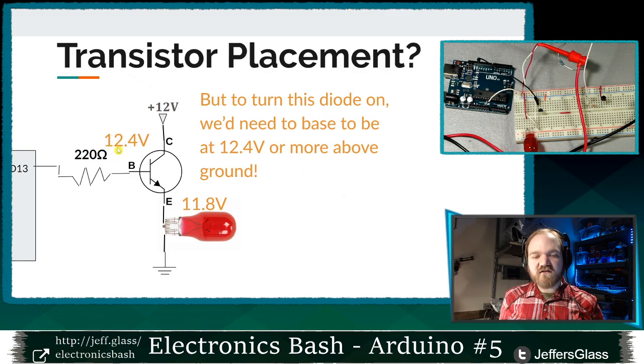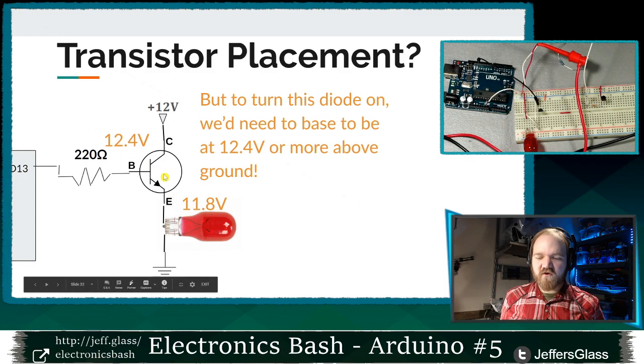So I would need 12.4 volts present on this base to even turn this transistor on, and that's actually higher than my supply voltage. It's way higher than the Arduino can supply, and it's higher than our collector voltage here, which is a big no-no. You don't want to put your base higher than your collector. That's a good rule of thumb, right? So I've created this circuit where I can't actually turn this on enough to make this light bulb do what I want it to do.